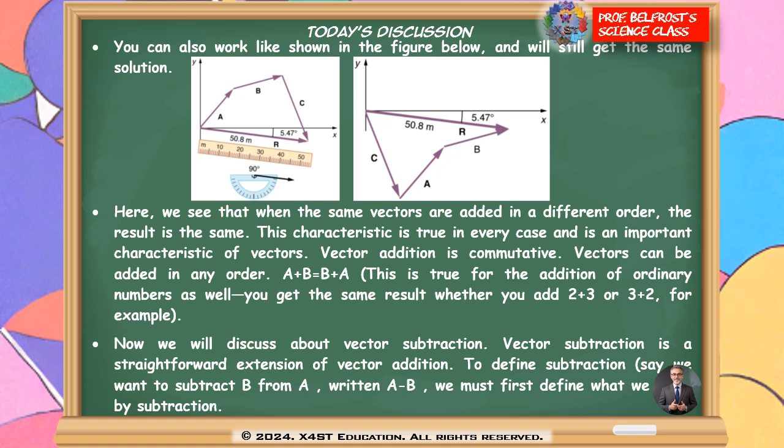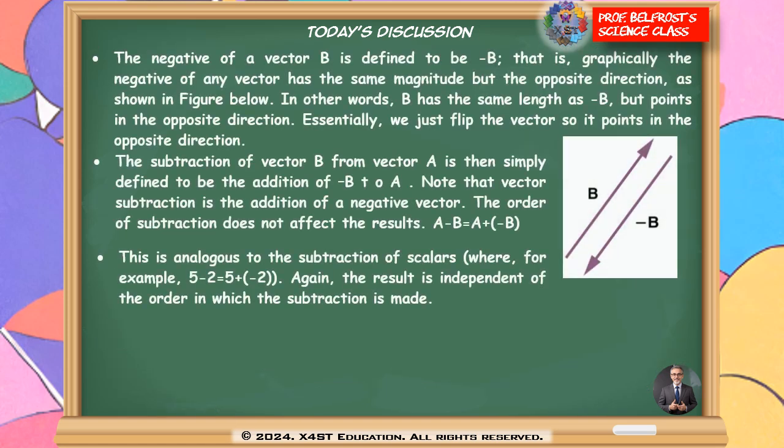Or summation. Now let's discuss vector subtraction. Actually, vector subtraction is the sibling of vector addition. This is very simple. Vector subtraction is a straightforward extension of vector addition. I've told you before that to define subtraction, say that we want to subtract vector B from vector A, which is written as A minus B, we must first define what minus B actually is.